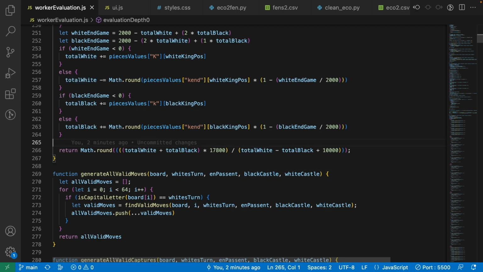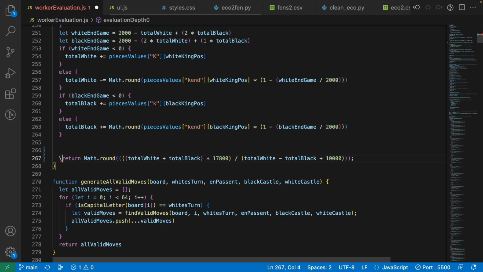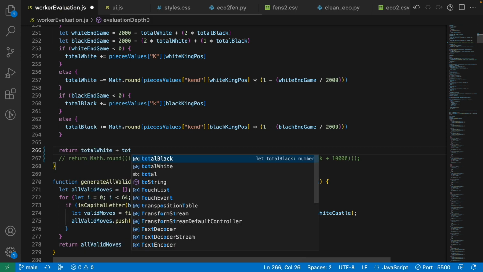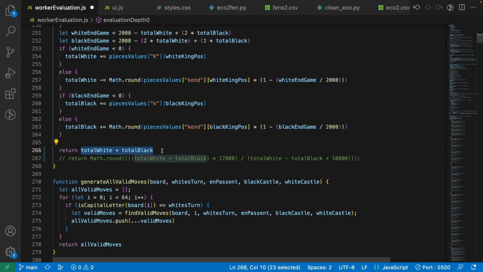So what you may think I just do is simply return total white plus total black, which would give me the difference between their two positions, which is what I had originally. But what I found when doing this was the AI wouldn't try to do much. He'd just shuffle his pieces around without trying to make anything happen, because if he's up by a couple points and his position's good, there's no real point to risk anything.